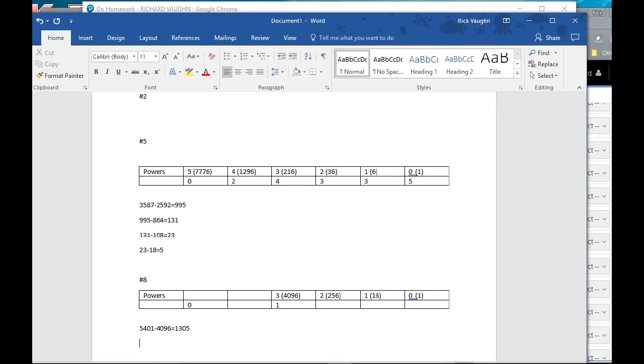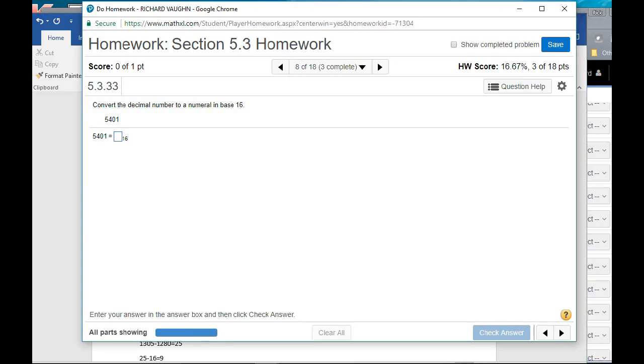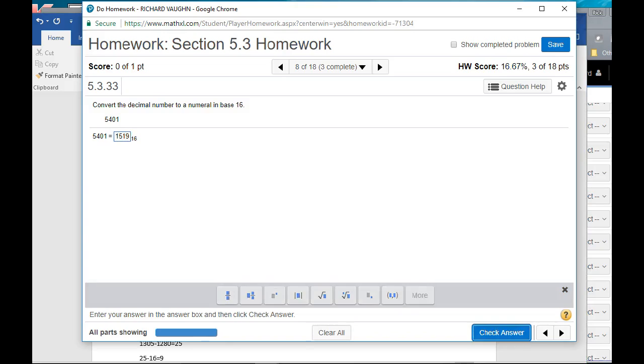So now divide that by 256. Gives me 5 point something. So I can get 5 copies of 256 out of that. I'll multiply 5 times 256. Get 1280 and subtract that from 1305. That gives me 25. And now out of 25, I can get one copy of 16. That gets me down to 9, and that 9 will go here in the last position. So I got 1519 in base 16. Didn't have to use any letters in this case.